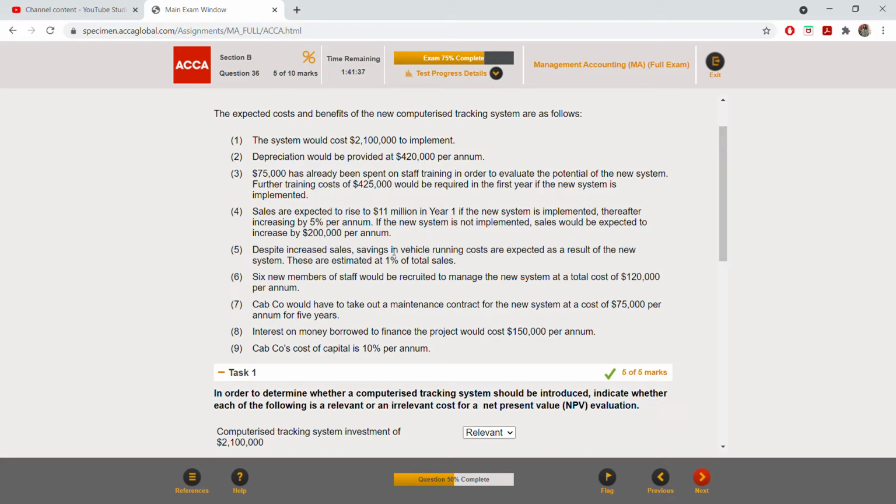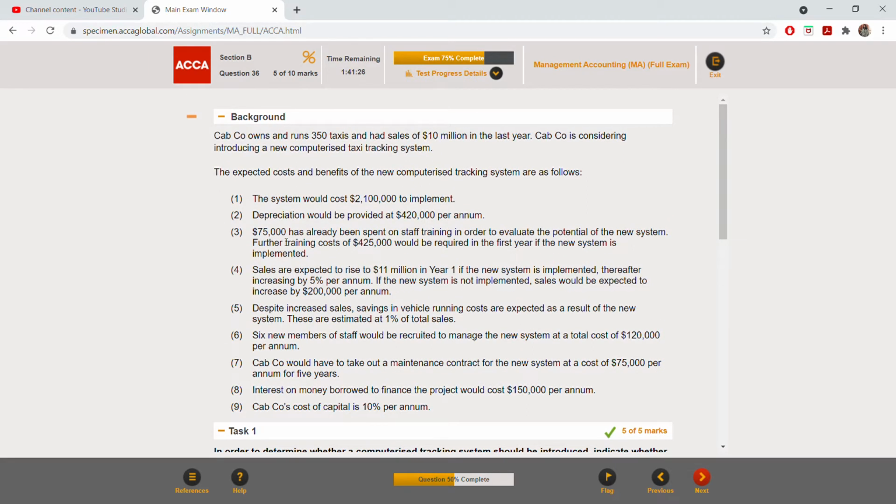Okay, point number 4. So what is it? Without the investment, how much will be the sales? With investment it is 11 million, we know. But without investment, what would be the amount of sales? It is 10.2 million. How 10.2 million? Because just read the first line. They told that sales is 10 million in the last year. To this 10 million, you are adding 200,000 if it is not implemented. So when you are not implementing it, it will be 10.2 million.